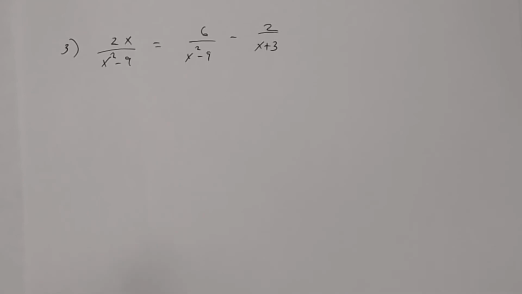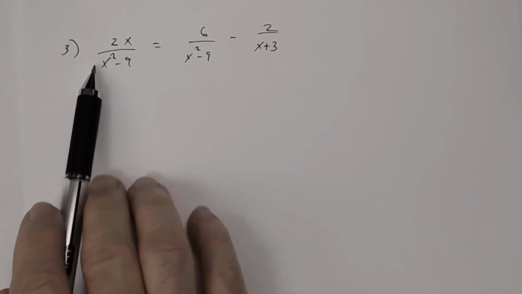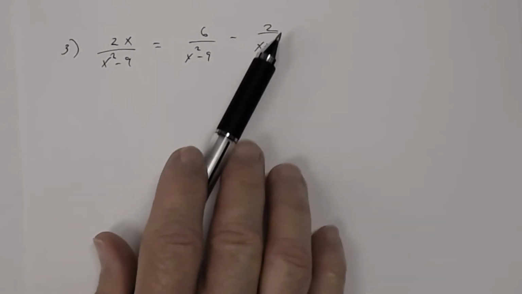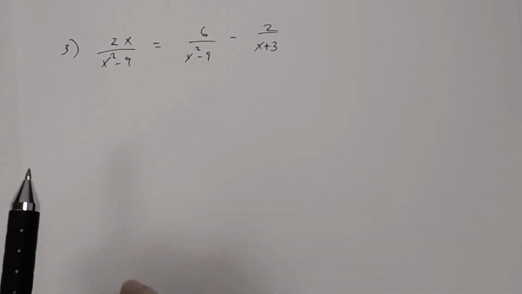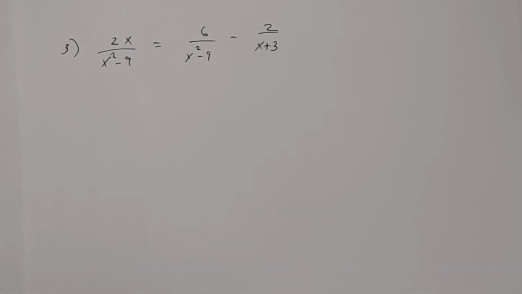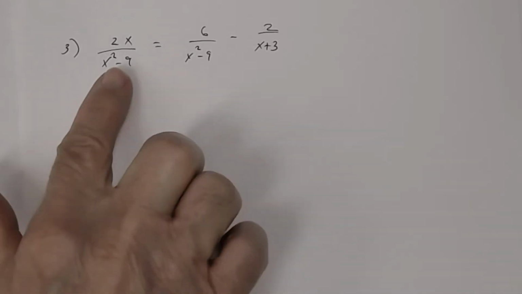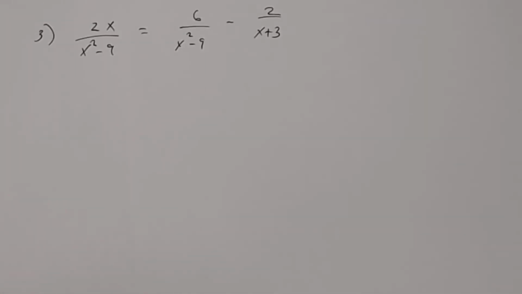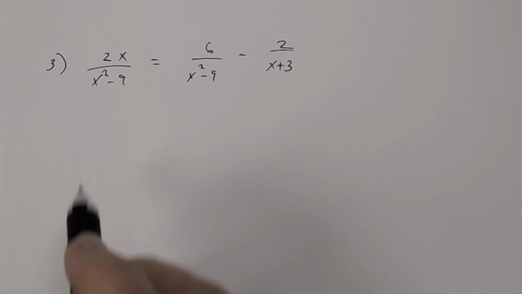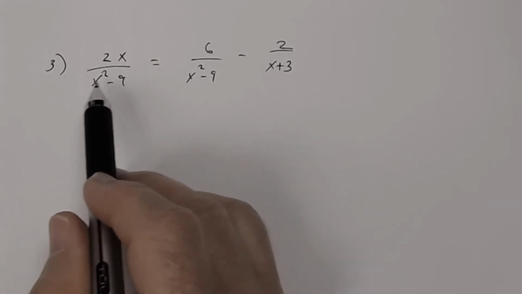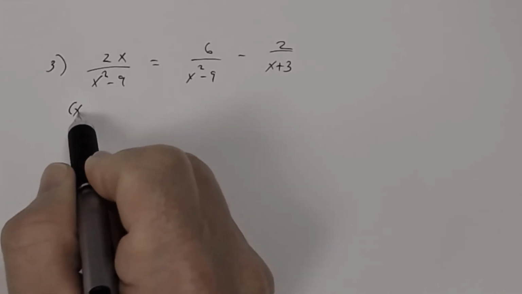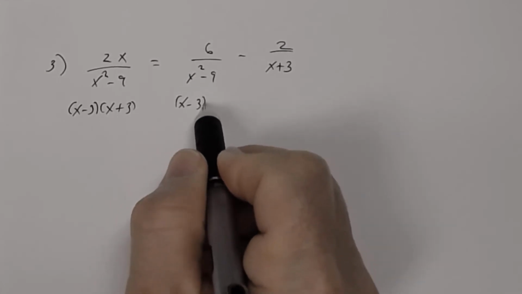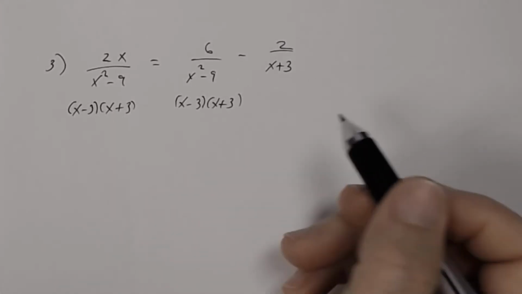Okay, so number 3, we have this rational equation, 2x divided by x squared minus 9, and then this is equal to 6 divided by x squared minus 9 minus 2 divided by x plus 3. So that's our rational equation. Now remember, the first thing you have to do when solving a rational equation that has variable expressions in all the denominators is to factor. So let's go ahead and factor these denominators. I can factor this one because x squared minus 9 is a difference of 2 squares. So that becomes x minus 3 times x plus 3. Now this is the same as this, so that's also x minus 3 times x plus 3. And then x plus 3 I cannot factor.